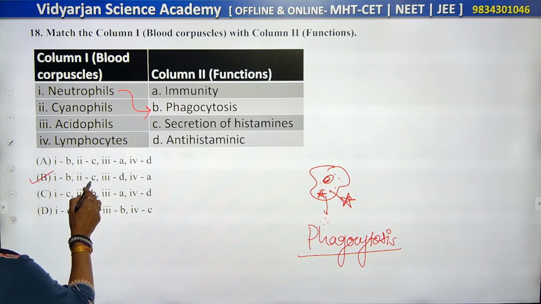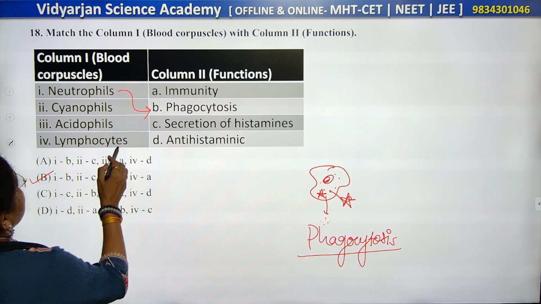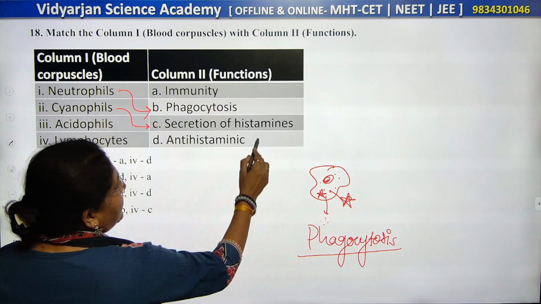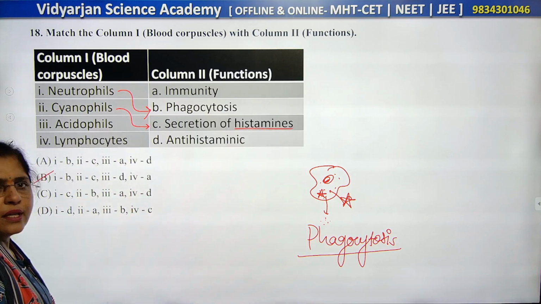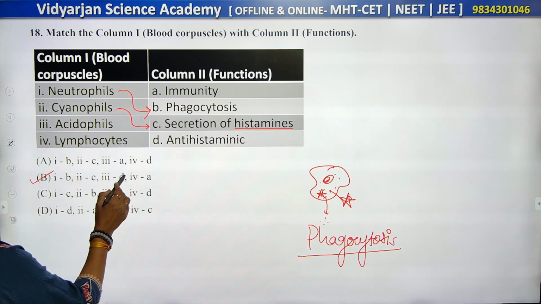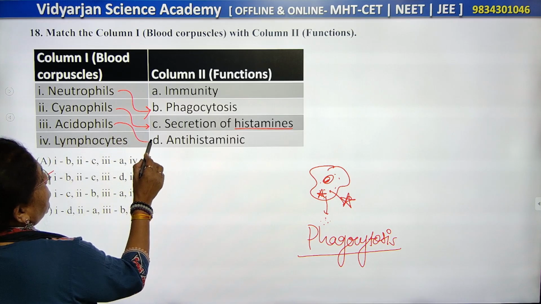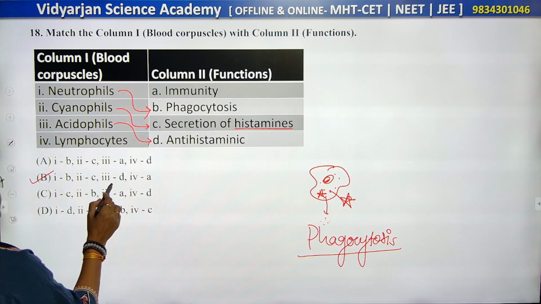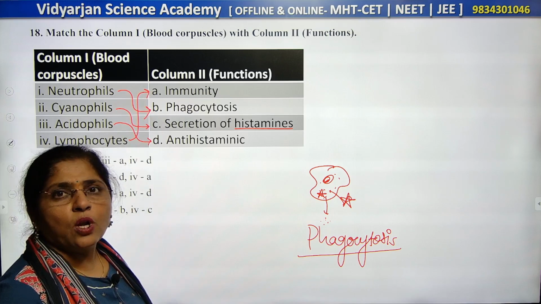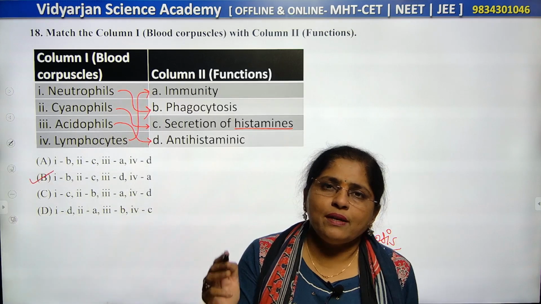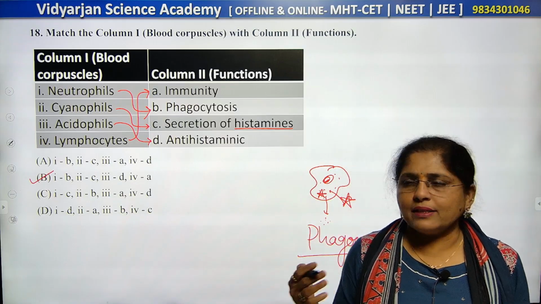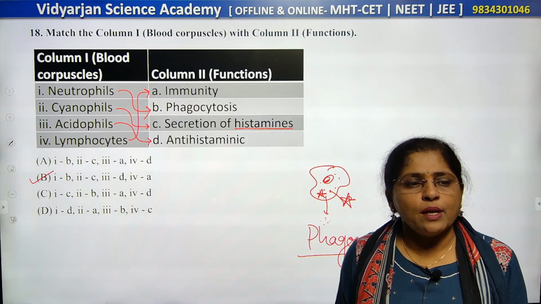Then we have cyanophils or basophils here. They are there for the secretion of histamine. You know that histamine granules are very important. They are purely for the secretion. Then number 3 is acidophils. Acidophils are giving you the antihistaminic property. And lymphocytes are very important in the immunological reactions, because they will give you the cell mediated immune response, and that may give you the humoral immune response.